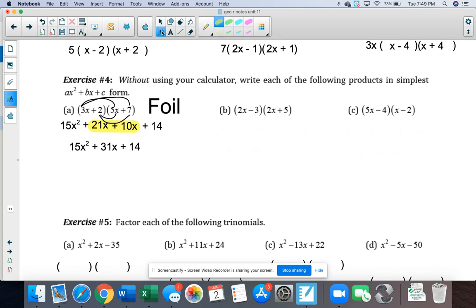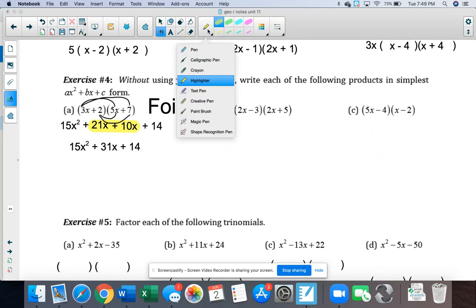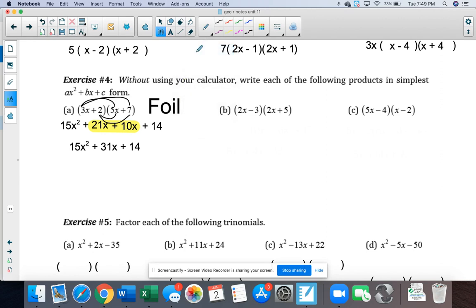So basically, you're going to do that for B and C. So why don't you try doing that? Pause the video, and you can try that. And again, you're foiling 2x times 2x, 2x times 5, negative 3 times 2x, negative 3 times 5. And then the same thing on C, 5x times x, 5x times negative 2, negative 4 times x, and negative 4 times negative 2. So pause the video, try those, and then check your answer.